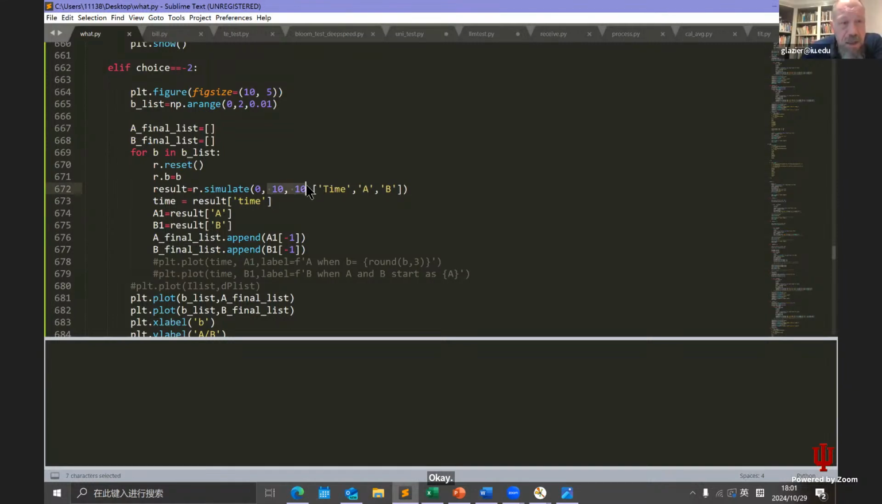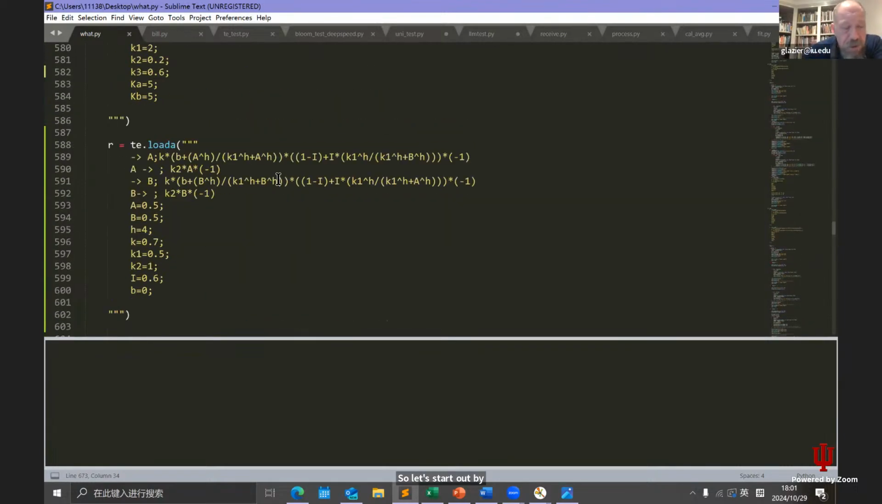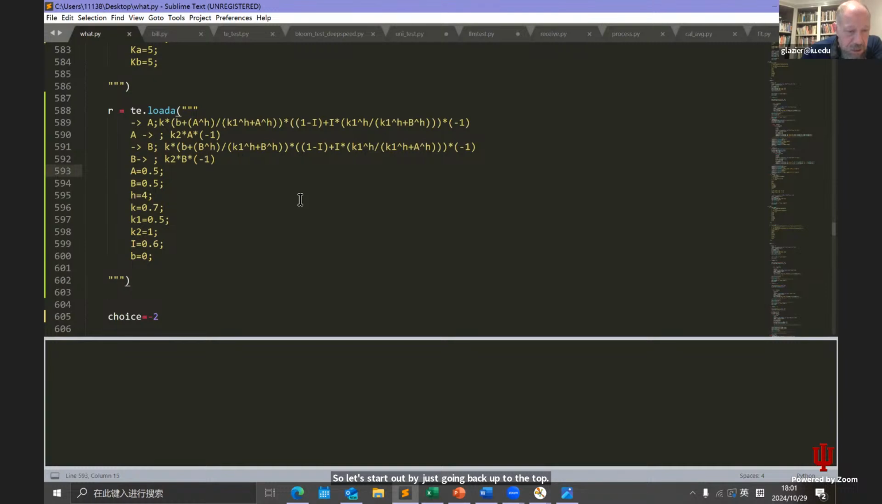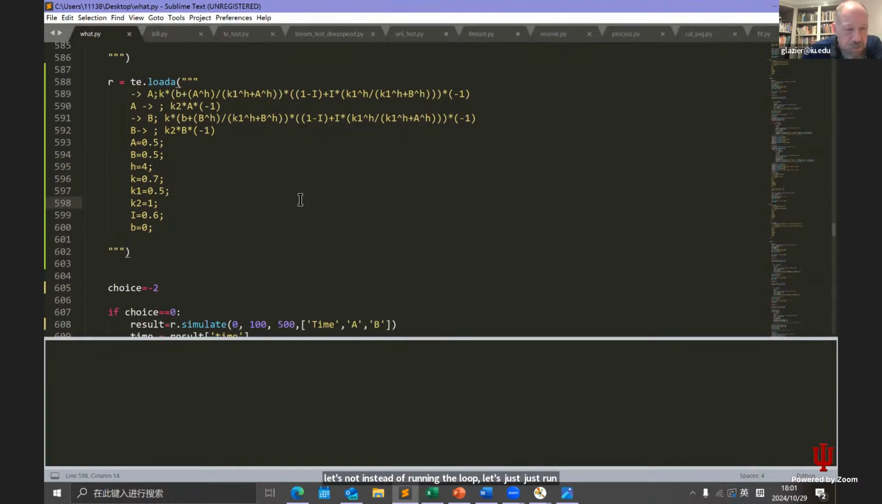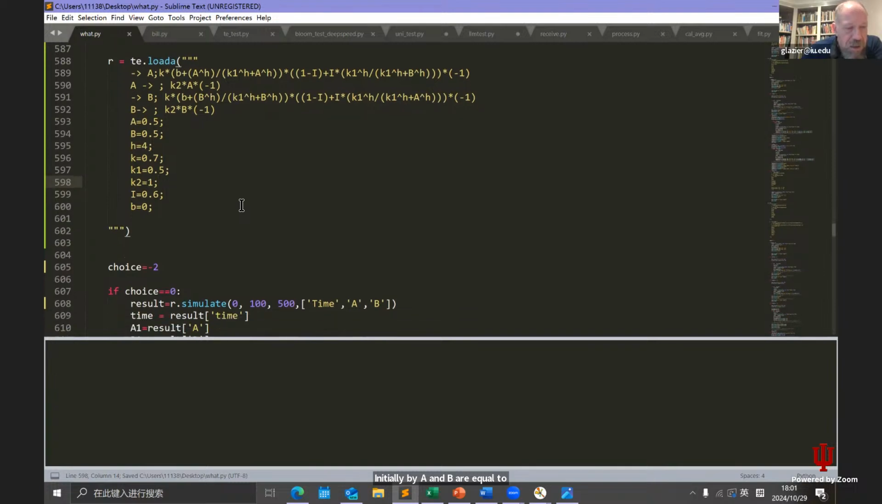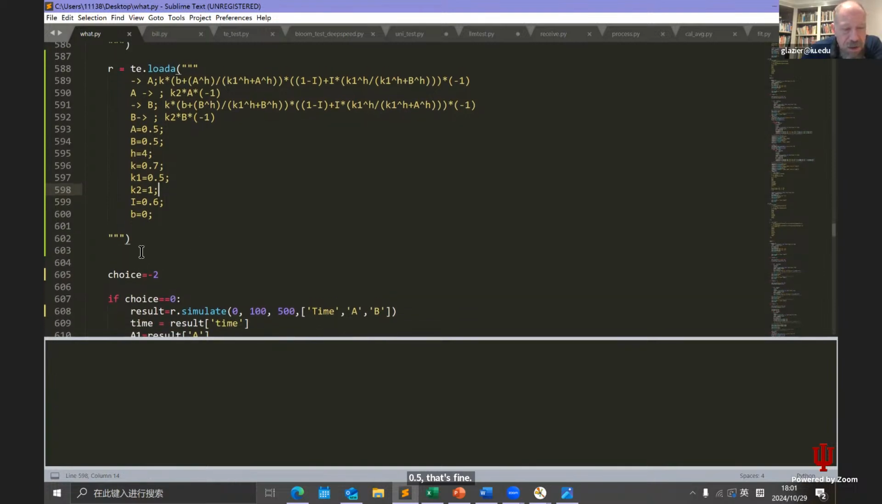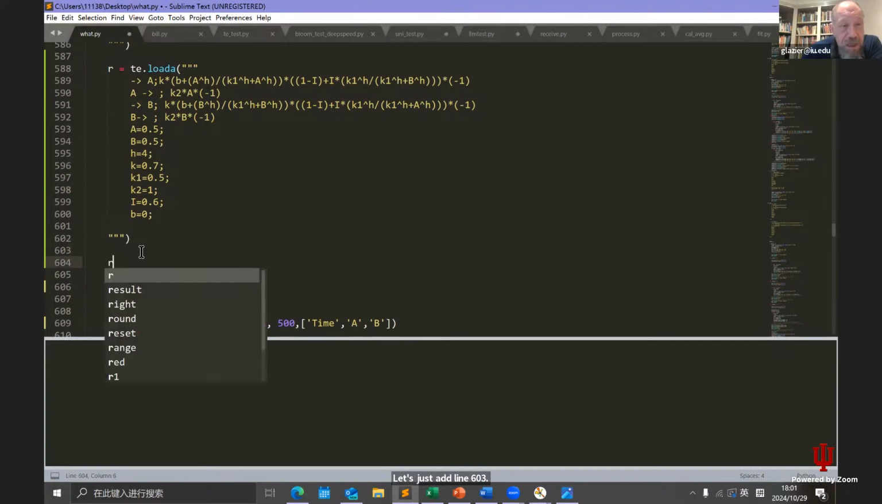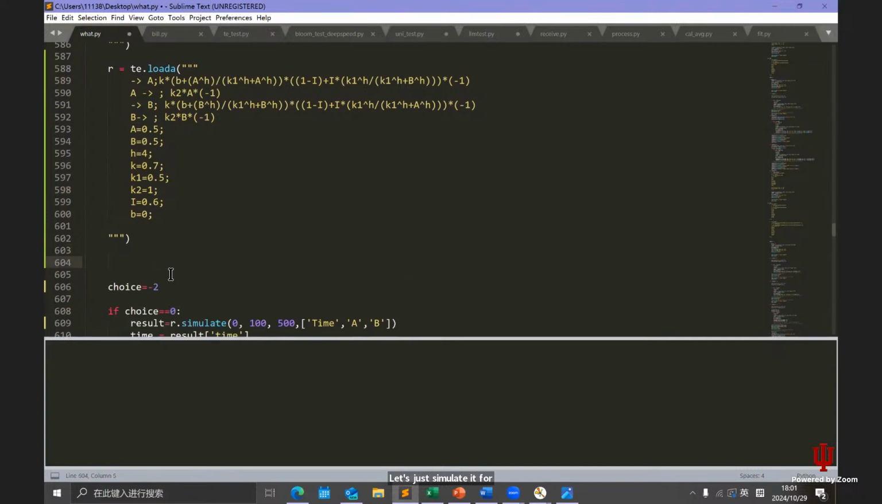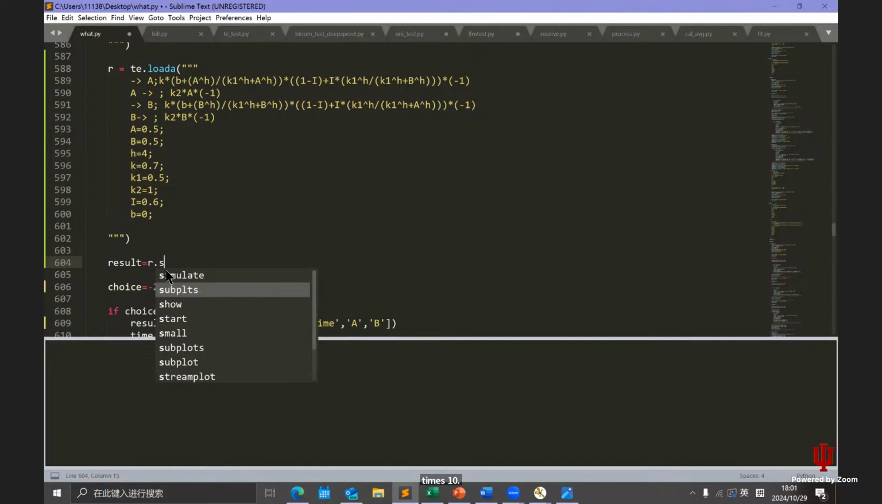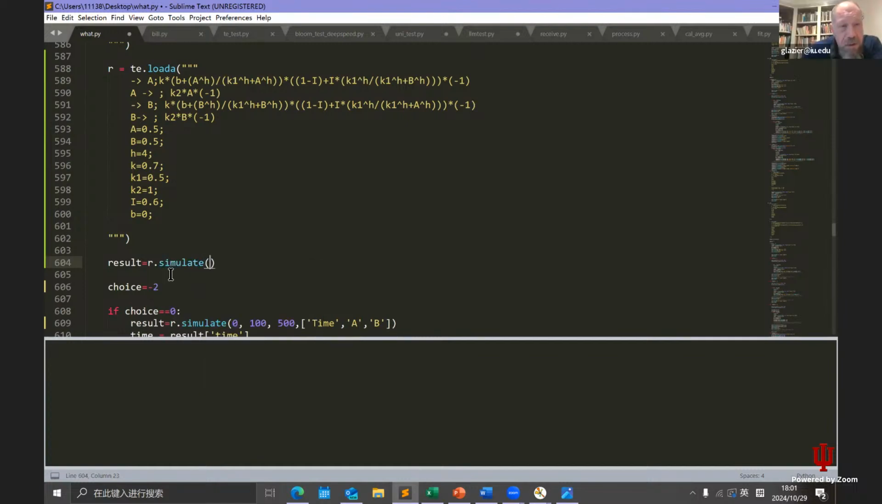So let's start out by just going back up to the top. And instead of running the loop, let's just run initial value A and B equal to 0.5. That's fine. Let's just add line 603. Let's just simulate it for a time 10. And then just do an R dot plot and see what we get. So we'll plot the time series.